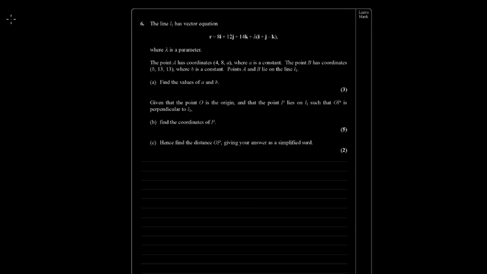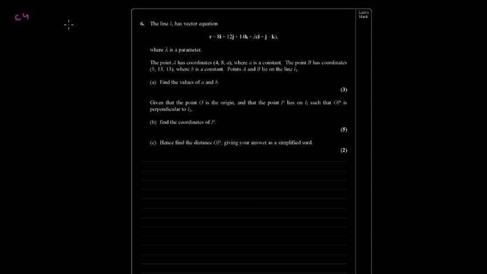Question 6 is vectors. This is a C4 question and this is completely new. It has no counterparts in C1, C2 or C3. The first question is you have to find the constant. In order to find the constant, you have to make sure you understand the basic concept of point of intersection.